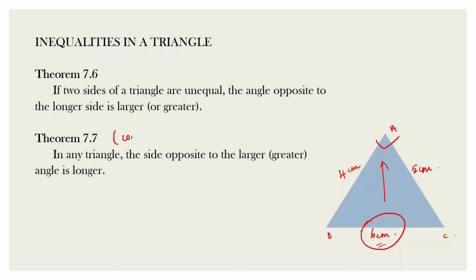Theorem 7.7 is the converse of theorem 7.6. It states that in any triangle, the side opposite to the larger angle is longer. So, the side opposite to angle A will be the longest. So, side BC will be the largest side in this triangle.